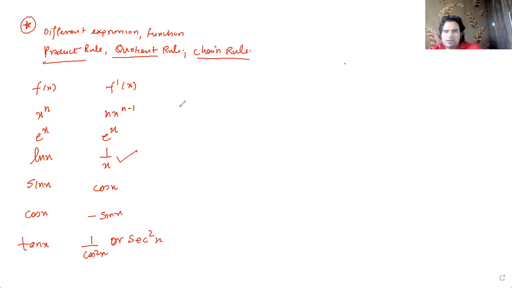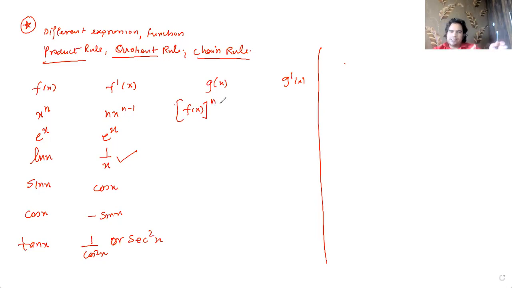So let's say instead of x to the power n, you have some function to the power n. Let's say my new function is g of x, and this is g dash x. I'll leave this much space for doing the practice. Like in the previous case, to the power 20, inside there was a function. In such a case, how do we do the derivative?